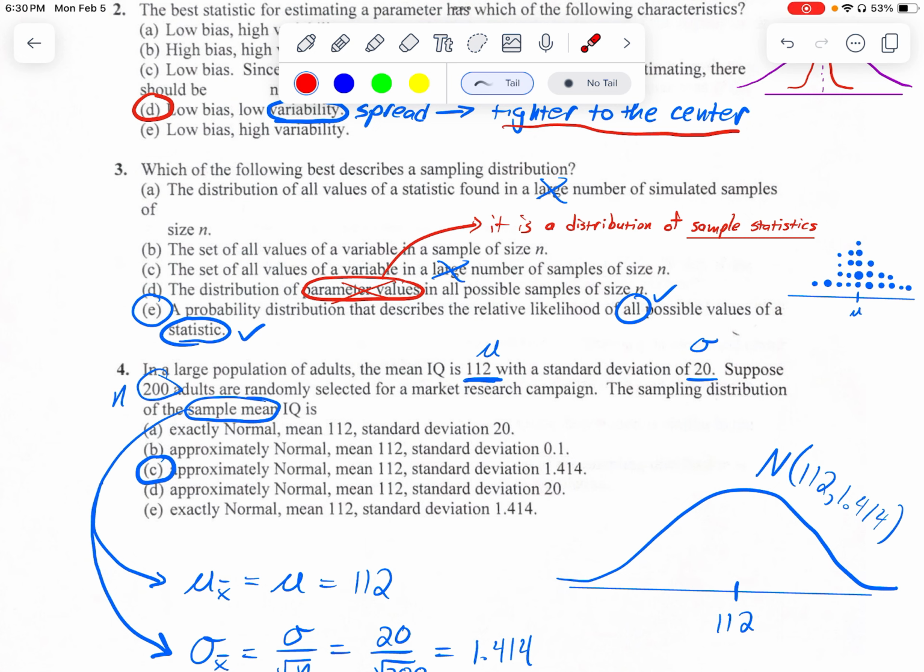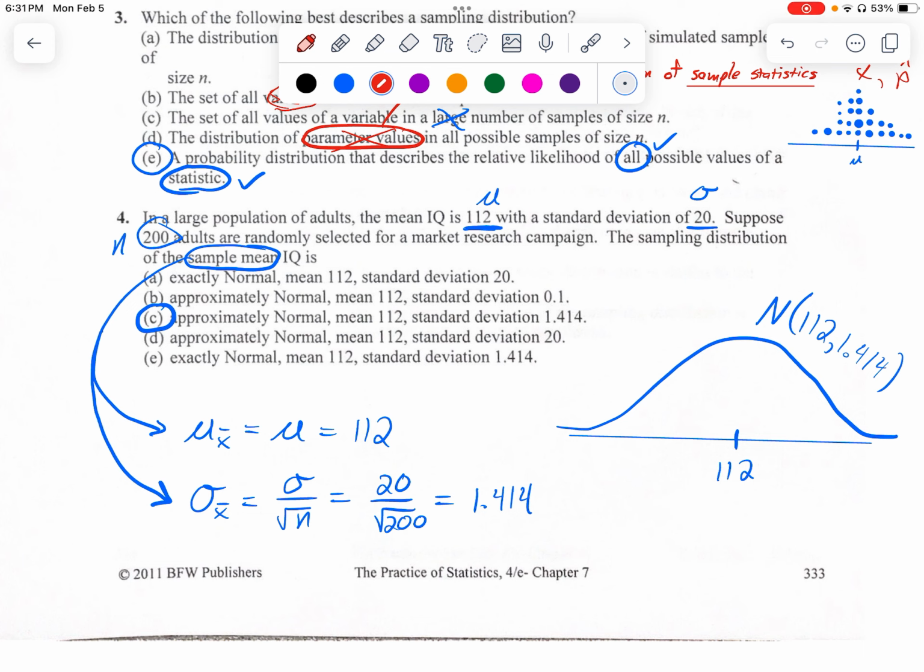It is the set of all values of a variable in a sample of size n. So it's not just the values of the variable, it's you take samples from the population. So you're taking samples of a lot of values, and then you're averaging them to get X bar, and that dot of X bar is what goes on the graph. Like these could be X bars, they could also be P hats. They are not simply values of the variable. So that's E.